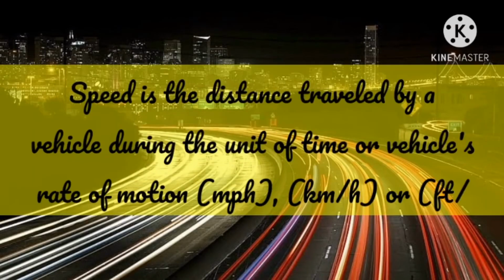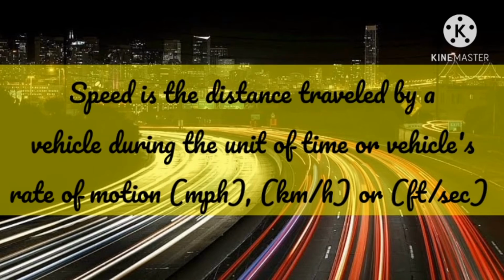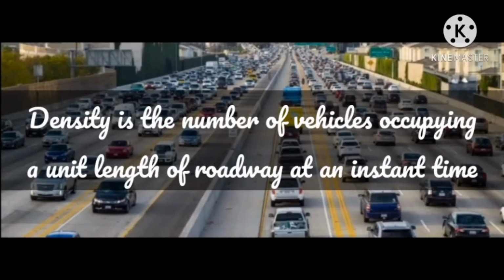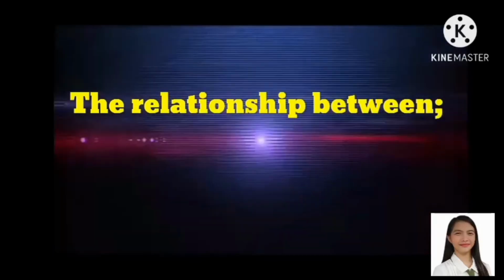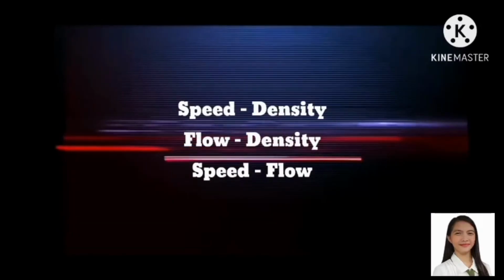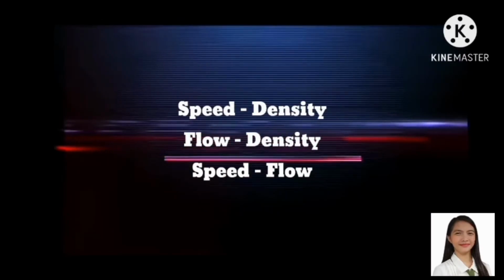Speed is the distance traveled by a vehicle during a unit of time or vehicle's rate of motion. Density is the number of vehicles occupying a unit length of roadway at an instant in a time. Formula niya is density is equal to the flow rate over the average travel time for unit distance. At ngayon naman ay i-discuss ko ang relationship between speed density, flow density, and speed flow.